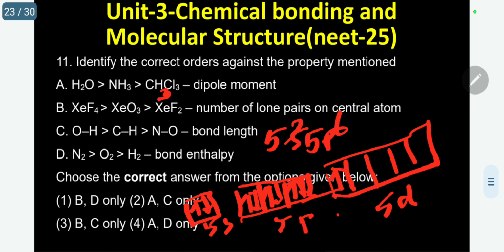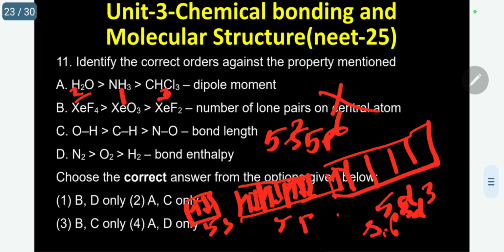Then XeO3 means 6 bonds. In that case, sp3d3, so one lone pair is present. In XeOF4, all the 6, sp3d3, so only one lone pair. Then XeF4 has 2 lone pairs. So this is wrong now, because XeF2 should be the first one.